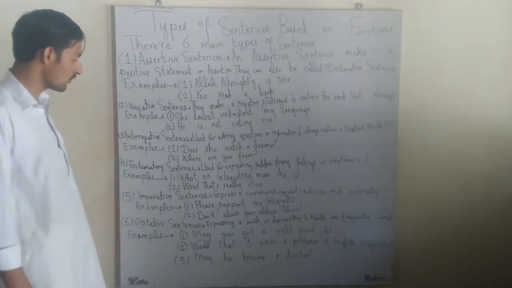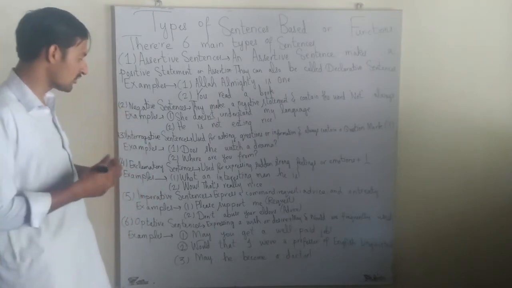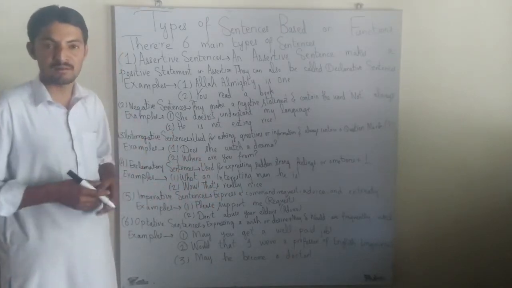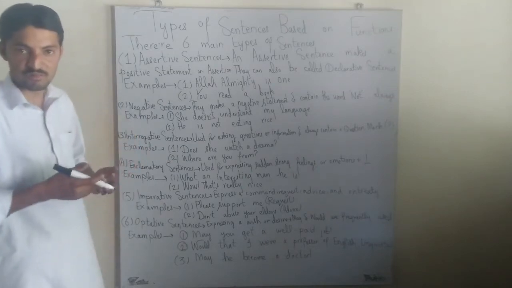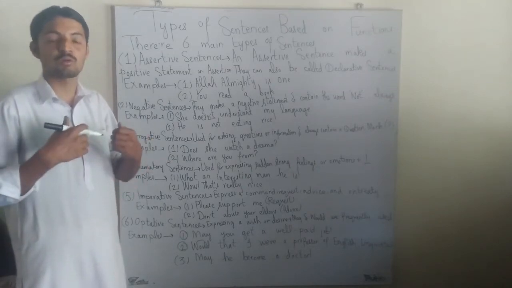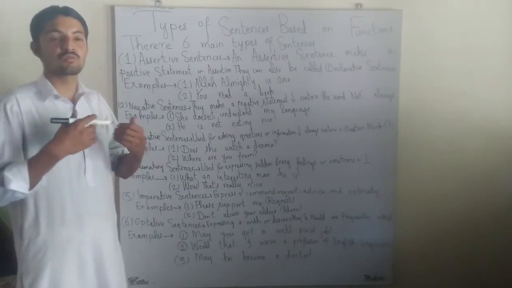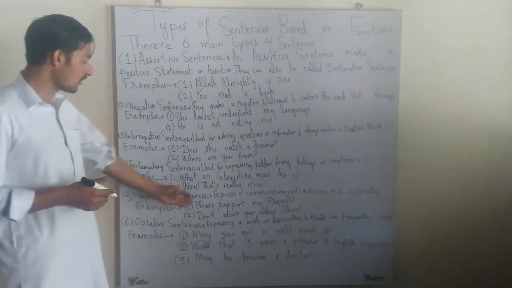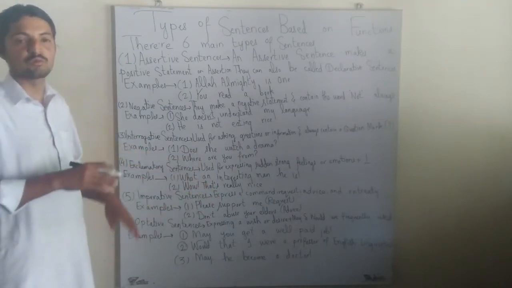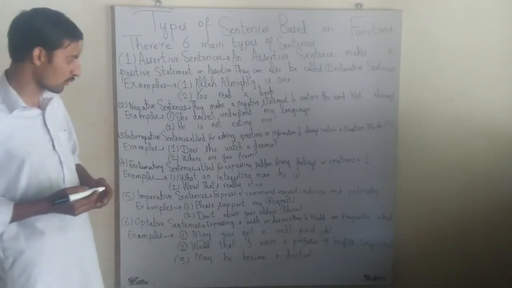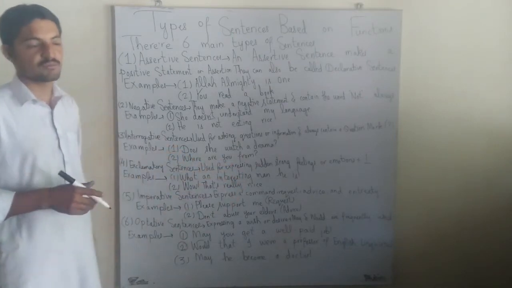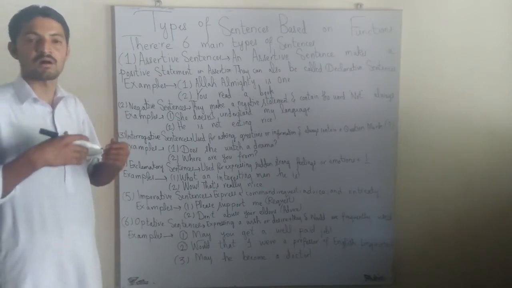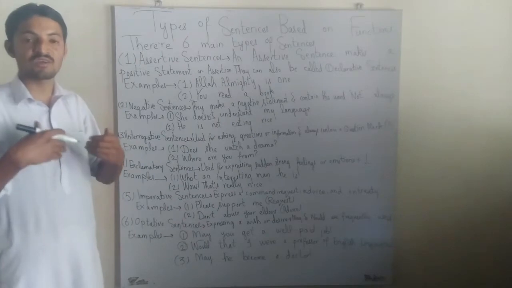Then we have imperative sentences. Imperative sentences are those sentences which express a command, request, advice, and entreaty. You can express a command or order, request, and entreaty. You can also talk about advice. The first example is, "Please support me." In this case, please is used for a request. So you can use imperative sentences to talk about a command or order, request, advice, and entreaty.